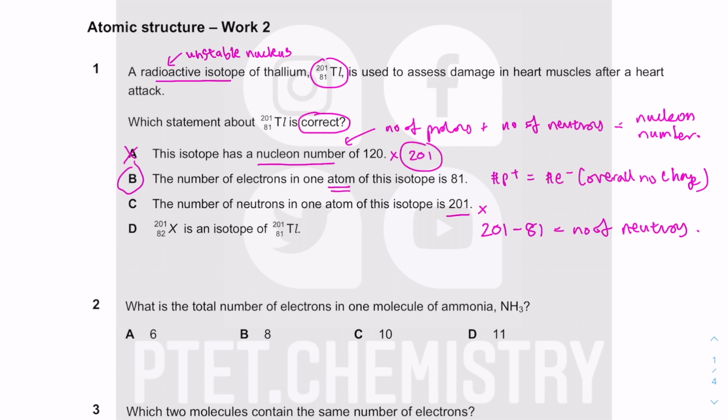They say X is an isotope of this element thallium, and it is not correct, because this element 82 is not equal to 81, and proton number is the identity of the element. So if the proton number is different, they cannot be the same element. Okay, so C and D are also incorrect.